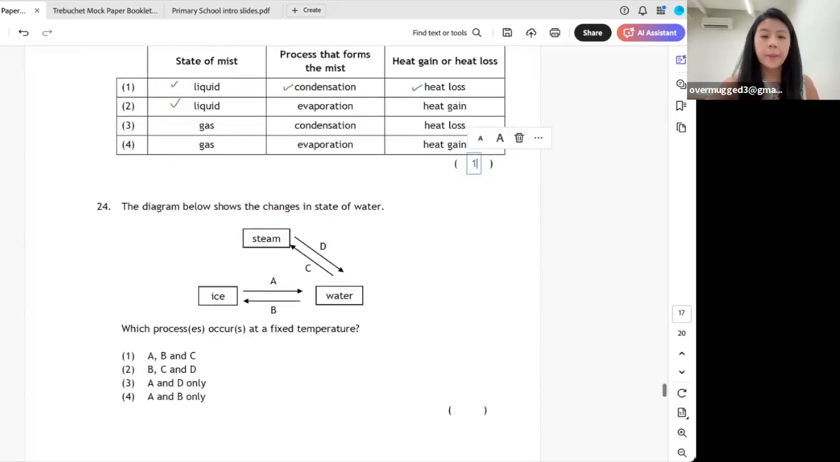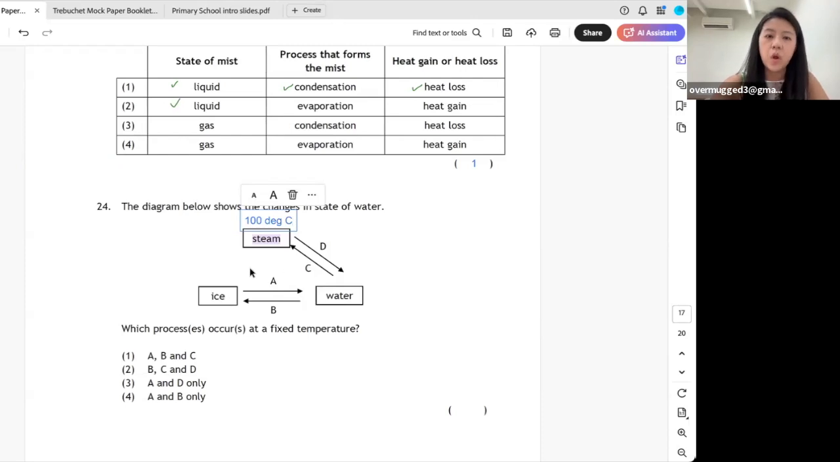Number 24. The diagram below shows the changes in state of water. Take note, this is water, and also take note, steam. Now, steam can only be formed when boiling has happened. So steam is at 100 degrees Celsius. Now, the reason why I'm talking about this is because we need to identify the different processes here in A, B, C, and D. Okay, so let's start off with the easy ones first.